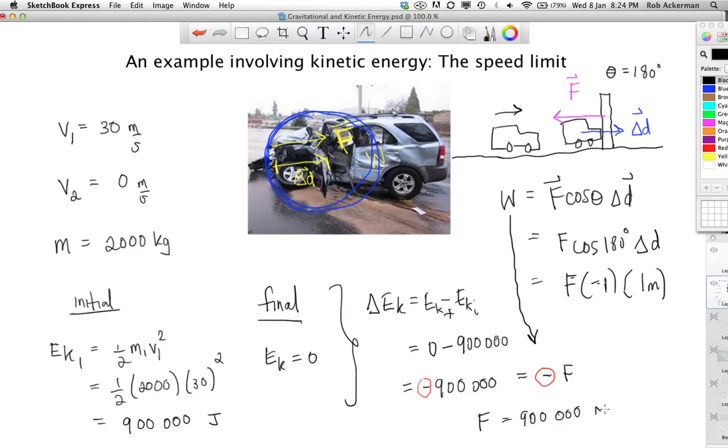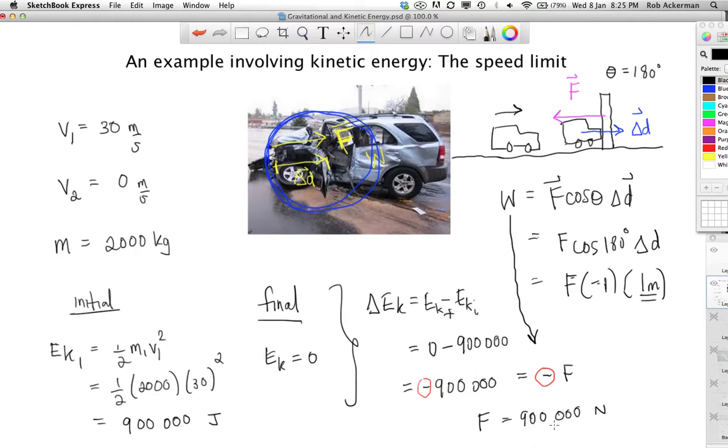900,000 newtons of force. That's a lot of force, and like I mentioned to you before, I doubt that this is exactly correct. I'm just sort of using the picture here and making a rough estimate. I don't know for sure that the car stopped over a 1 meter distance, but that's a lot of force. And in terms of your safety, that force is going to be exerted on the objects within the car as well. That includes you. So when you are driving, you have to be careful how fast you go.